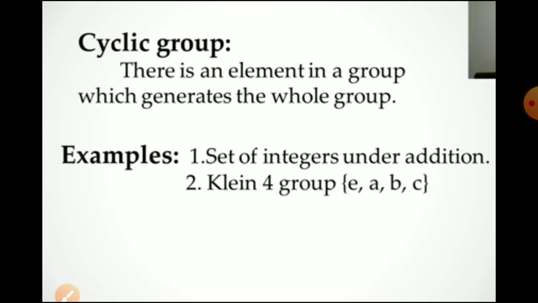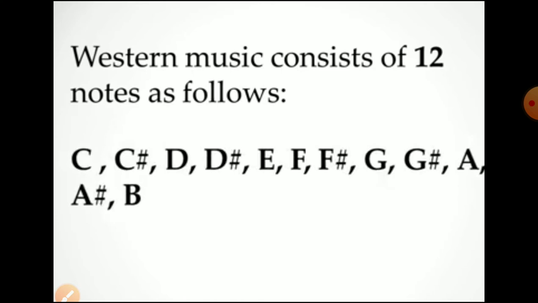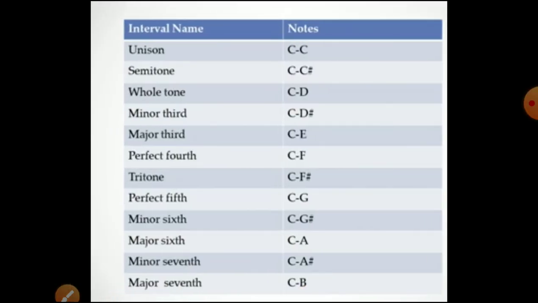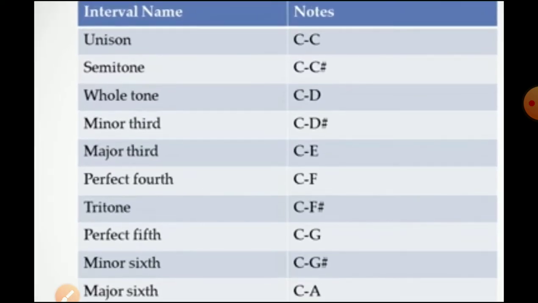With those two examples, we'll start the example of music and compare. Western music consists of 12 notes as follows: C, C sharp, D, D sharp, E, F, F sharp, G, G sharp, A, A sharp, and B. So there are 12 notes, and these 12 notes are divided into 12 intervals, and each interval has certain names.